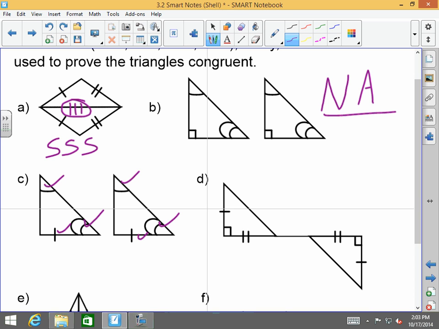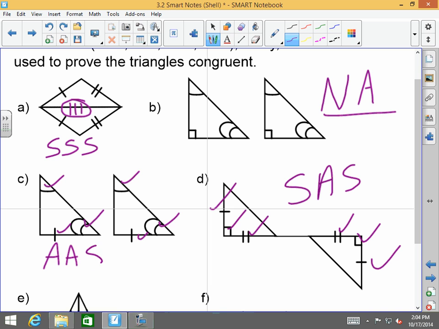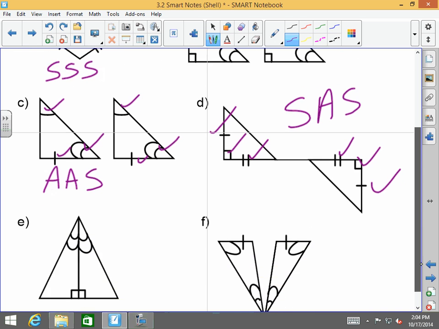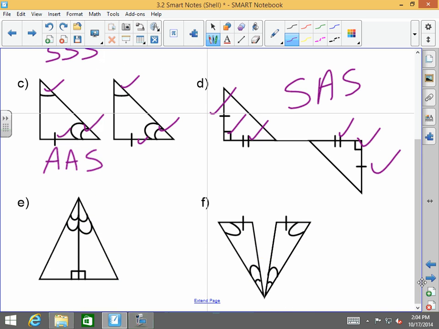This would be side, angle, side. Yes. So this one's side, angle, side, and this one before was angle, side, angle. Awesome. How about this bad boy here?